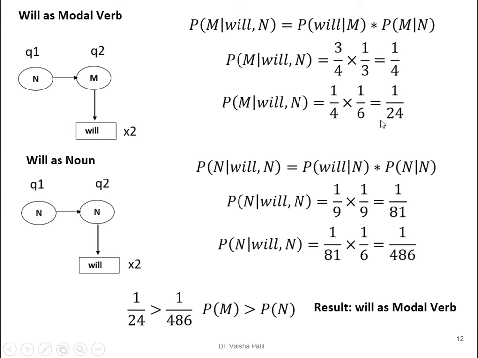Now here the role of Viterbi plays. Comparing 1 by 24 and 1 by 486, there is no chance, because here the probability is very less, so we are not going by this path, so this path gets blocked. So there is no need to check all those 8 ways. Here the path gets blocked when will is a noun, because the probability of will as a modal verb is very high, since 1 by 24 is greater than 1 by 486. So the probability of modal verb is greater than the probability of noun, therefore the result will be modal verb, and we are storing the 1 by 24 solution for the next step.